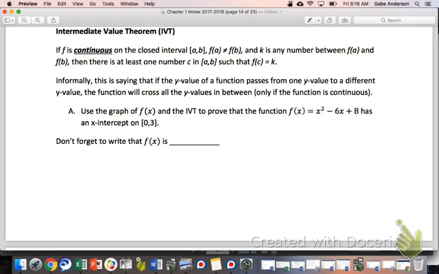Intermediate value theorem, and see how this goes. I'll do what I need to do to kind of help you with this. But I think this is one of the topics that probably was not covered in pre-calc. Am I right on that? It was covered. Okay, good.